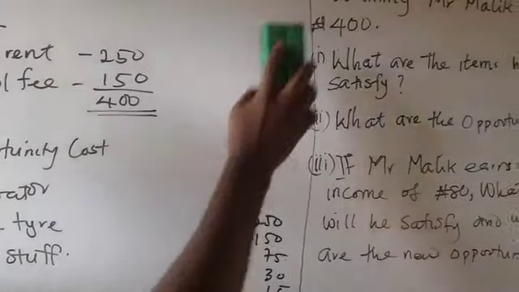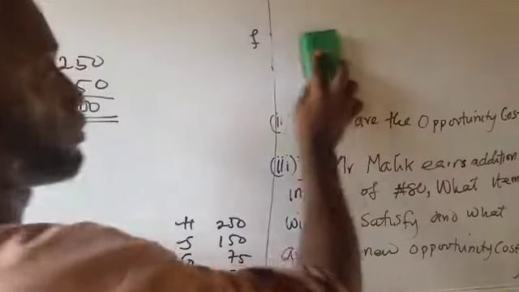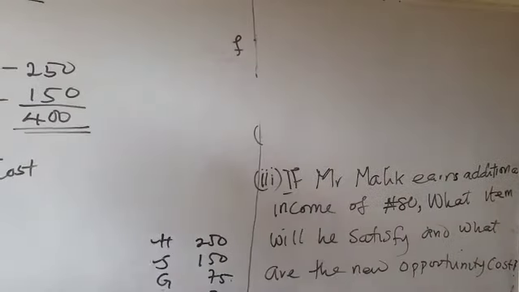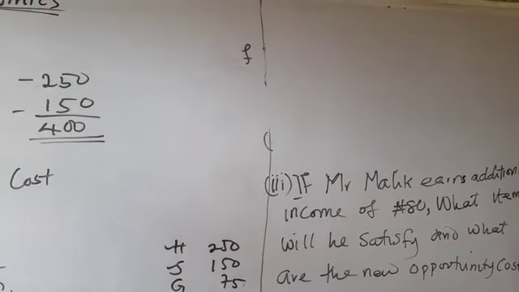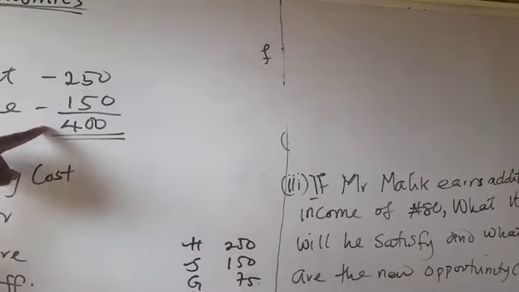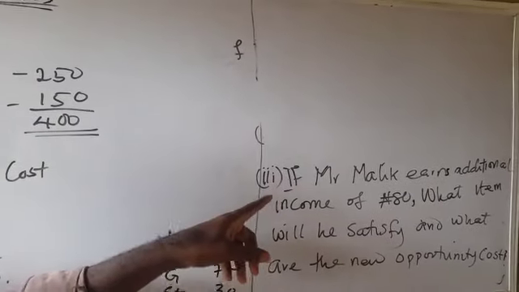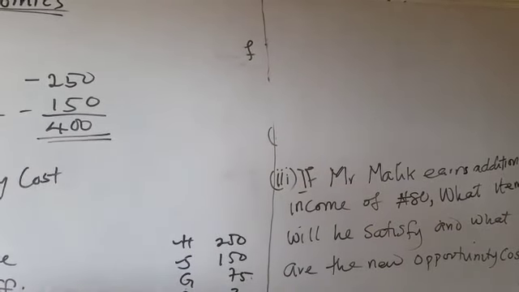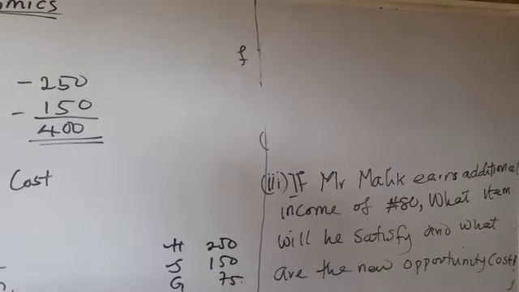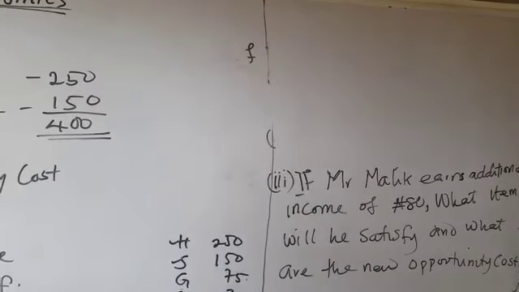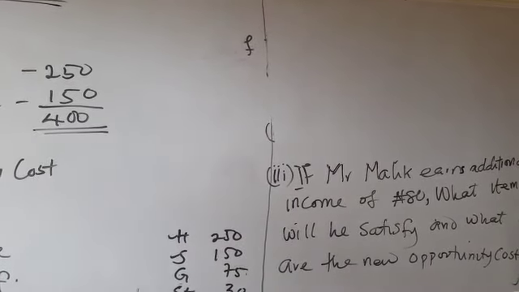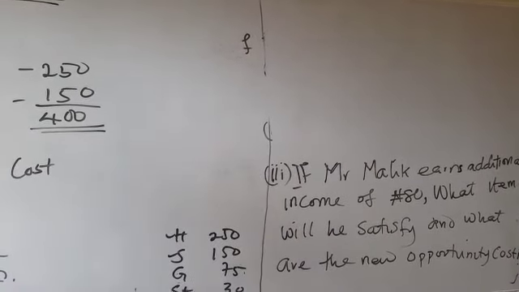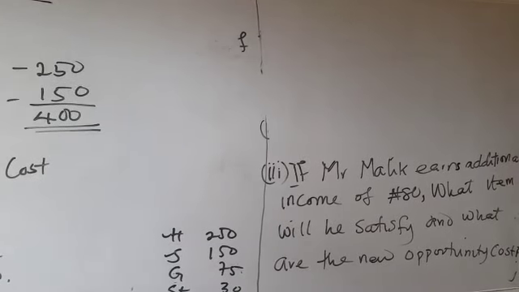Now, the third question. If Mr. Malik earns additional income of 80 naira, mind you, he has already expended all the 400. We now assume that he earns additional income of 80 naira. They now ask, what item will he satisfy? So if he earned an additional 80 naira, we have to go back to the scale of preference and look at the next item on the list after he has satisfied house rent and school fees. What is the next one?